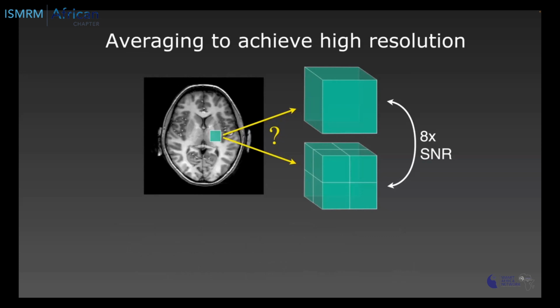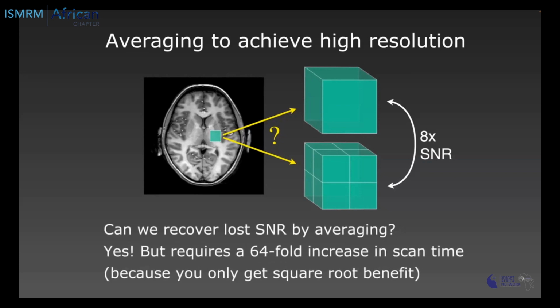So you can also average data to achieve high resolution if you want. But unfortunately, averaging only has a square root improvement. So you can average data, but in order to get an 8 times SNR back from this averaging process, you need 64 averages to recover that factor of 8 SNR.